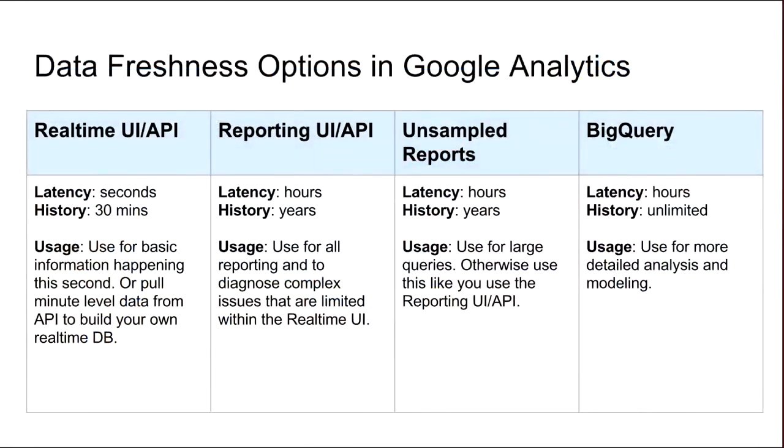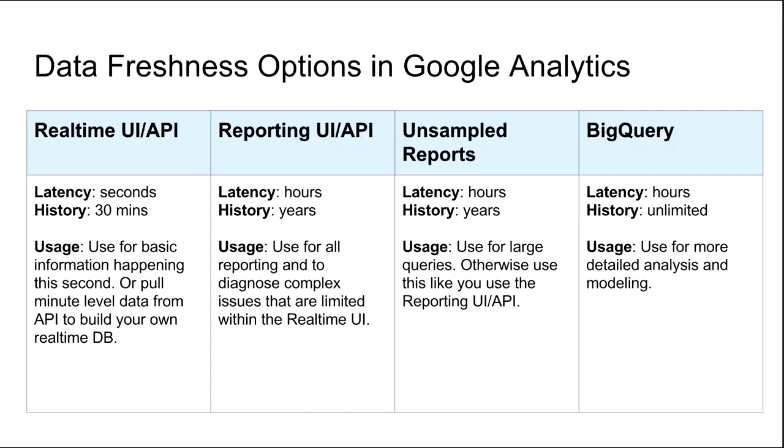Here I've just shown, at a very high level, the four major access points that we have with GA. We do have other exports. We have integrations to our ad services, and we have flat file exports. I'm excluding those from this discussion for now. So really we have a real-time UI and API. We have our standard reporting UI and API. We have our unsampled reports, which does have a UI and API component as well, and BigQuery.